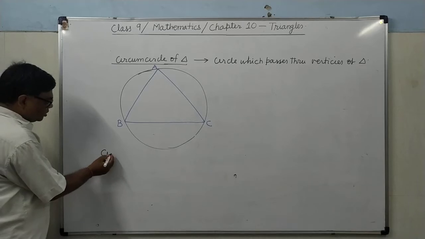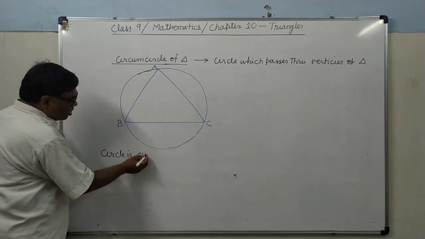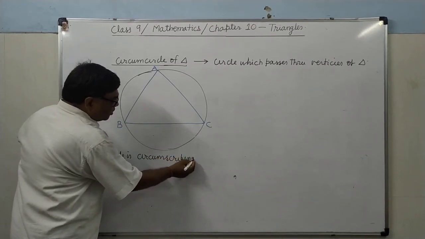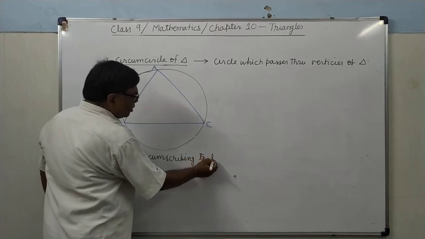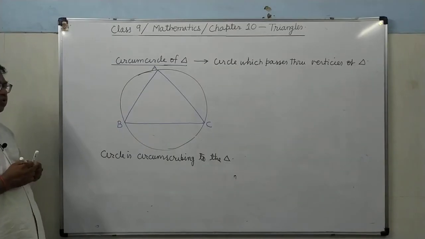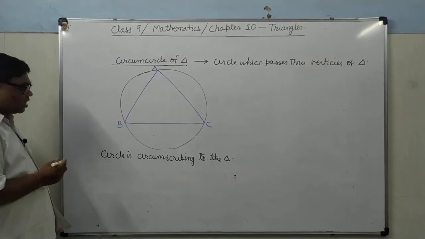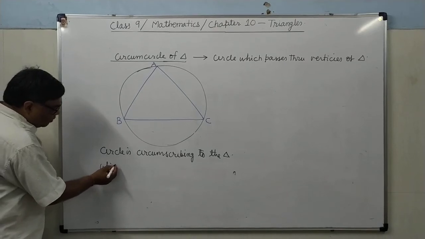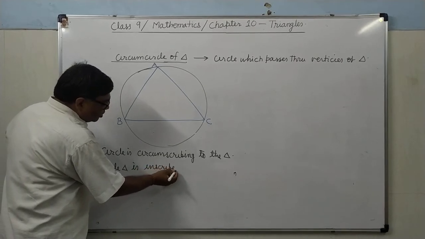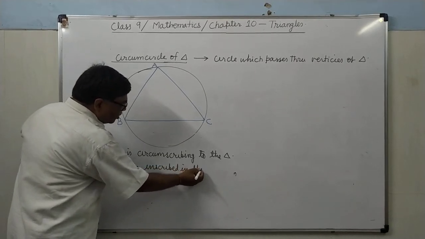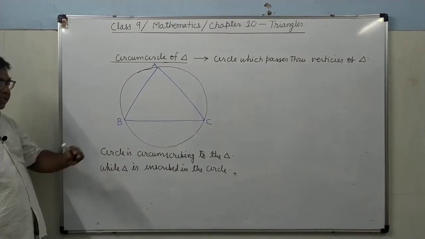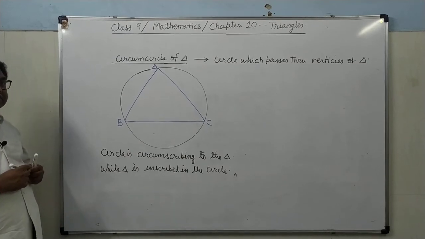Here this circle is circumscribing the triangle. The circle is circumscribing the triangle, while the triangle is inscribed in the circle. Means the triangle is inside the circle. So it will be written as the triangle is inscribed, while the circle is circumscribed.